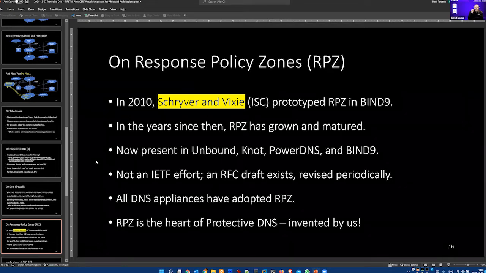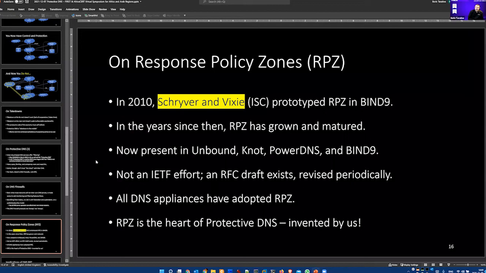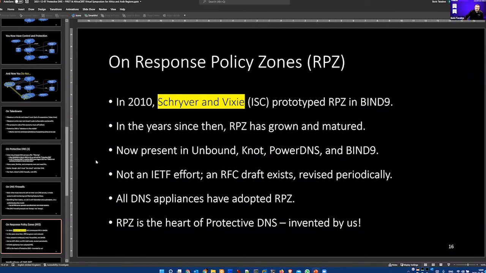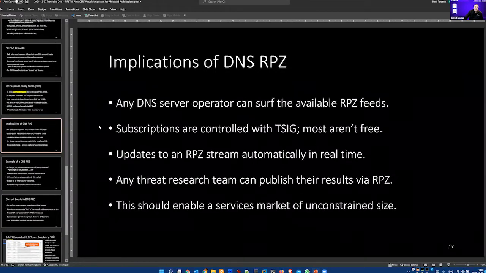It can be more powerful, because of its design and distributed nature, than many other solutions, including IP firewall. What are the implications of this? The implications are that you would need to run your own DNS or ask your DNS operator to do it for you.